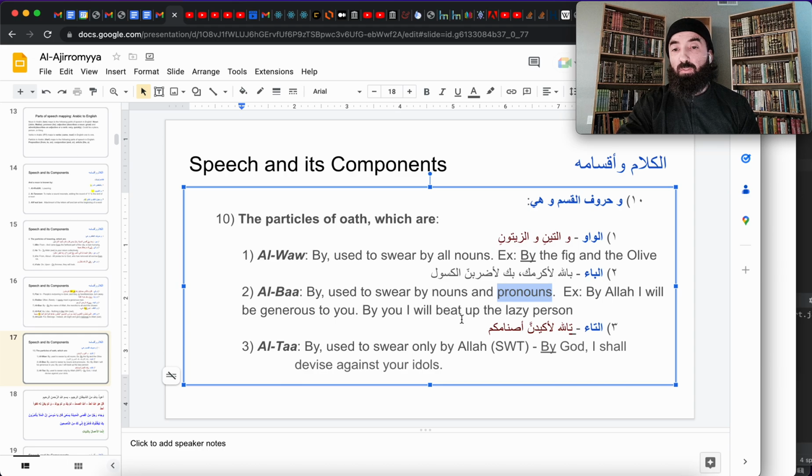So you can swear by both the pronoun of Allah and also the name of Allah. Both will work. That's one of the qualities of al-ba. You can use ba to swear by the pronoun of Allah and obviously the noun Allah itself as well.